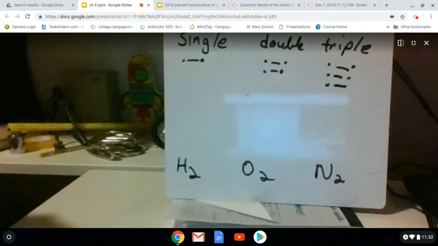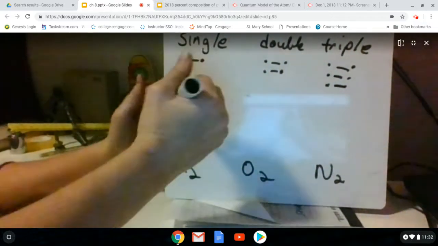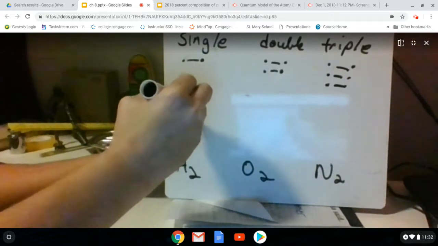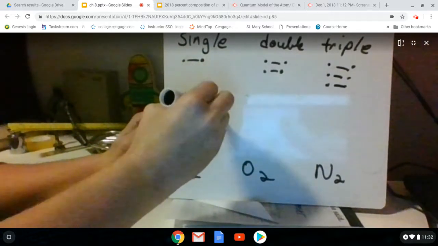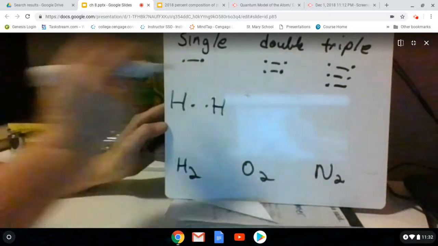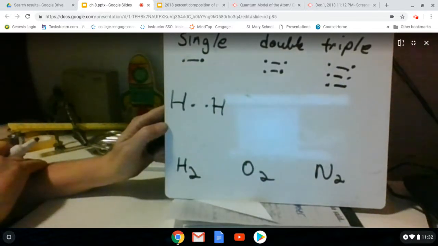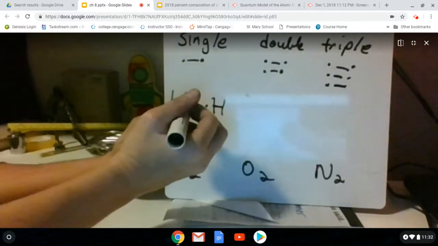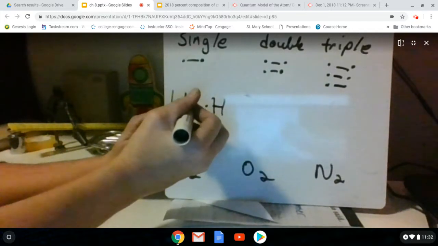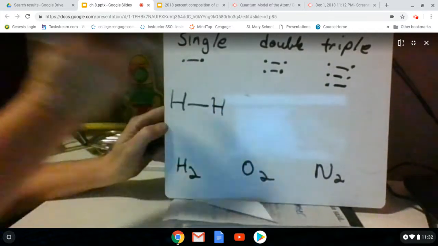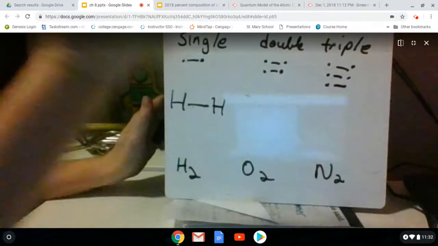So the first thing you do is we start by drawing the Lewis structure. So we have hydrogen with 1 electron, and we have another hydrogen with 1 electron. Hydrogen likes to follow the duet rule, so it's only going to want to have 2 electrons, and they achieve that by sharing it together. They're now happy.